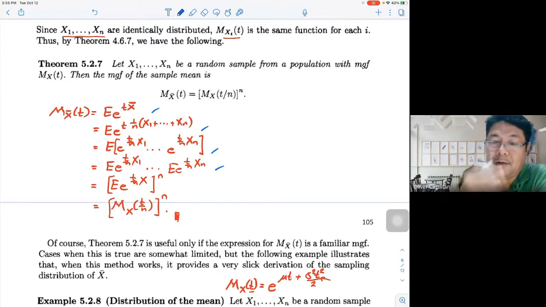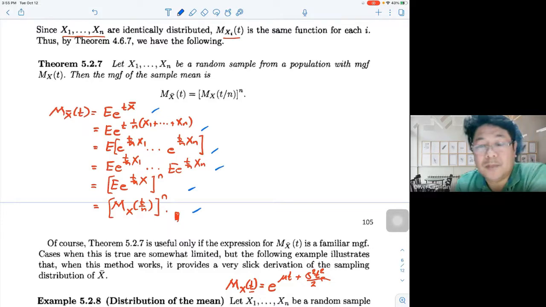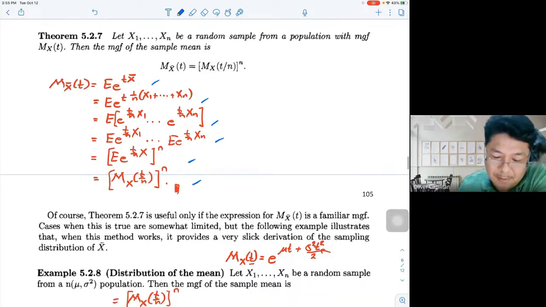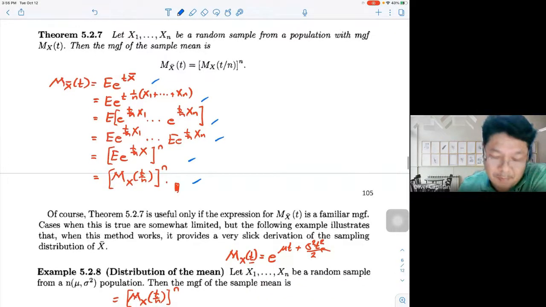So if random variables are mutually independent, then functions of these random variables are also mutually independent. Hence we have the product of the expectations. And since they are identically distributed, we have the nth power of this expectation. And then again, applying the definition of the moment generating function, we're able to obtain that expression. Hence, the theorem is proven.